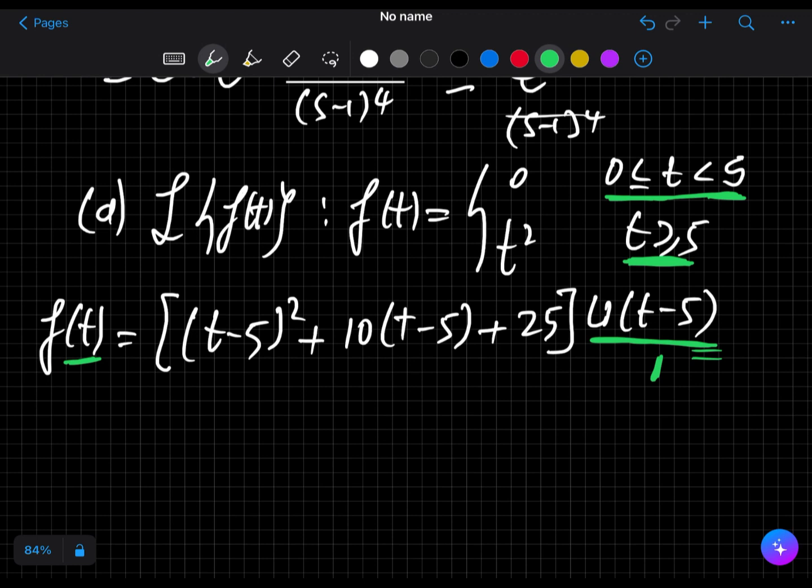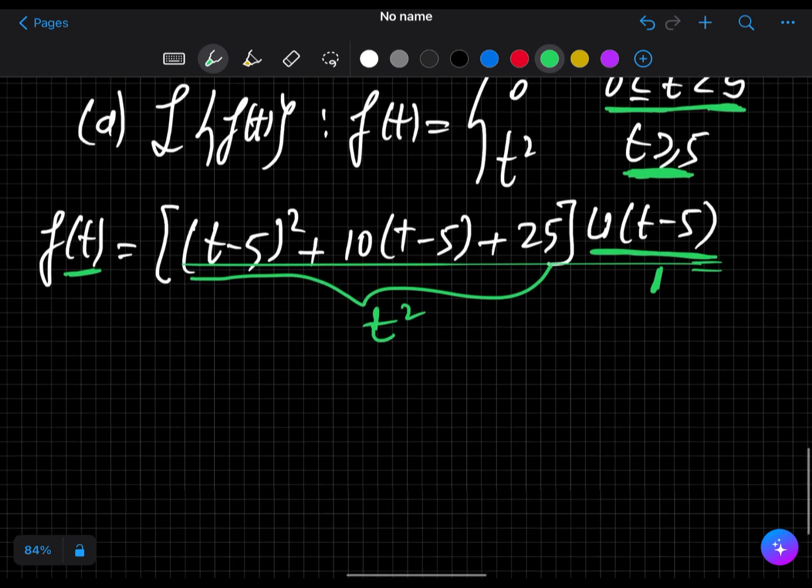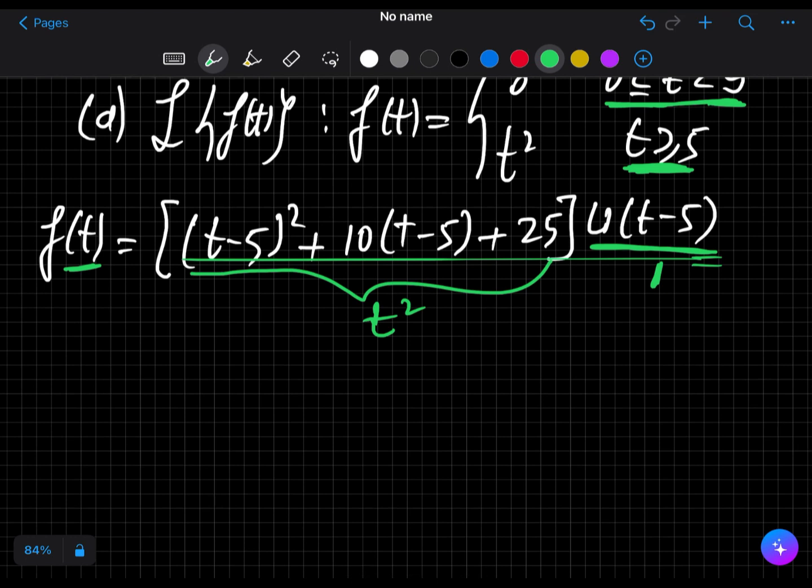Because if you go and check how we define the unit step function, you'll see that if t is superior to 5 it is equal to 1, and then you will realize that if you apply the distribution law here, all this term inside here will give you t squared. So we wrote it in a very nice way so that we can easily find the Laplace transform.